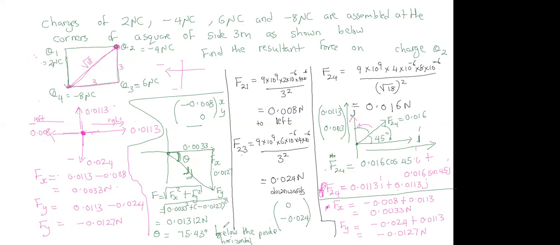So you said 75.43 below the positive horizontal. This is what you call the positive horizontal here. This is positive, negative. So this is the positive horizontal. In the case that it had been formed here, you'd say above the positive horizontal. But in the first quadrant, it is okay.